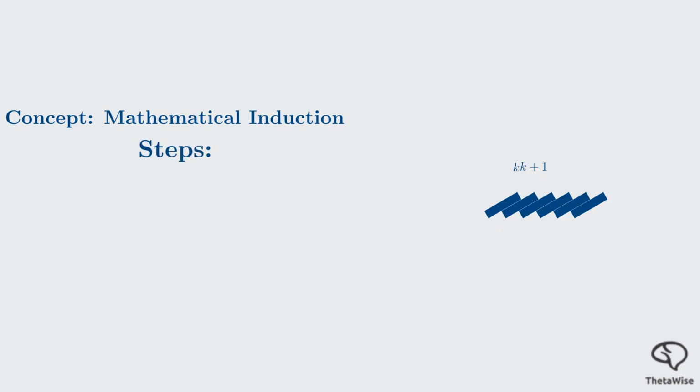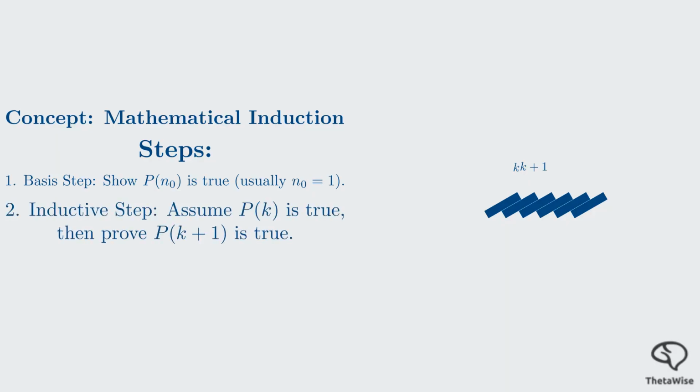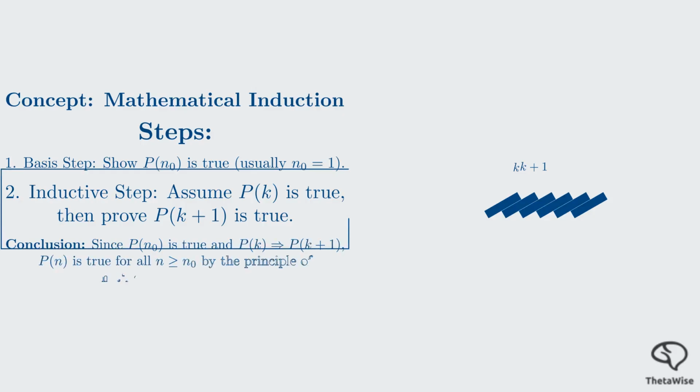In mathematical terms, this translates to the basis step and the inductive step. First, the basis step. We show the statement holds for the smallest value, usually n equals 1. Next, the inductive step. We assume the statement is true for an arbitrary integer k, and using that assumption, we prove it must also be true for k plus 1. Finally, we state the conclusion. This formal summary is essential for gaining full marks in the IB.